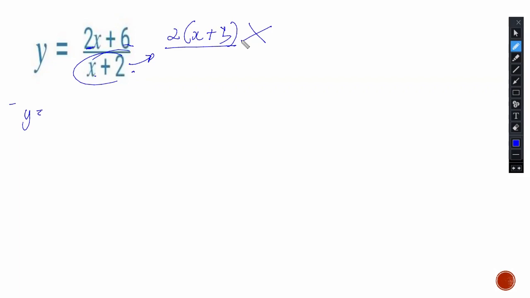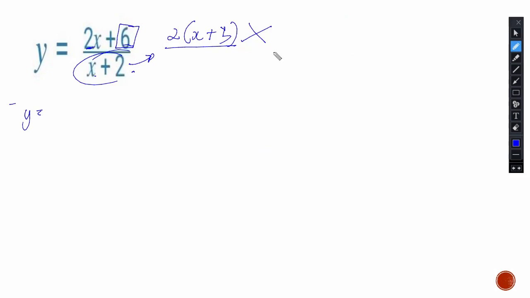Now we need to think strategically or creatively, how can we express this so that it has x plus 2 here? Now let's look at 6. There are certain ways in which we can write 6. We can write 5 plus 1. We can write 3 plus 3. We can write also 4 plus 2.